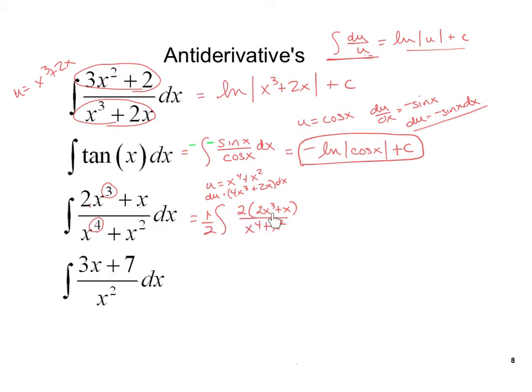But now we've created what we want because we have 1/2 times the integral of 4x cubed plus 2x over x to the fourth plus x squared dx. And of course now basically this is 1/2 integral of du over u. So that'll be the ln of the absolute value of u, which is x to the 4th plus x squared, and then plus c.